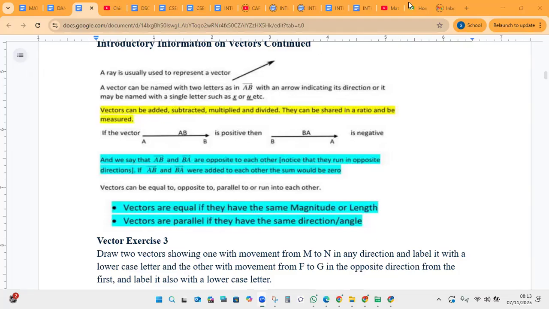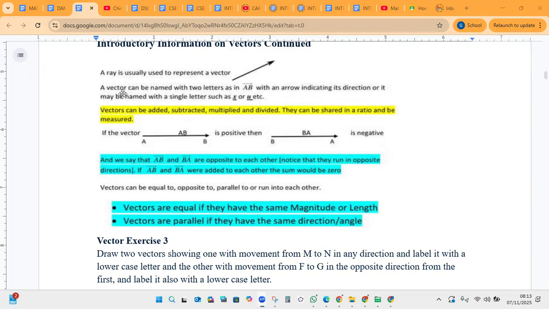In this recording, we are going to discuss the introductory information on vectors continued, because we did a previous video with regards to the introduction on vectors already. So it says that vectors can be considered as arrays. An array is usually used to represent a vector. As you can see, an array is like a straight line with an arrow point.